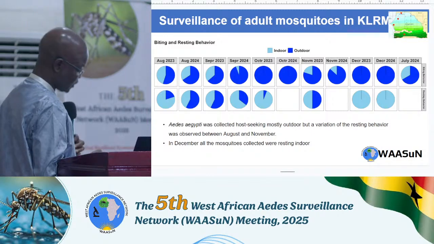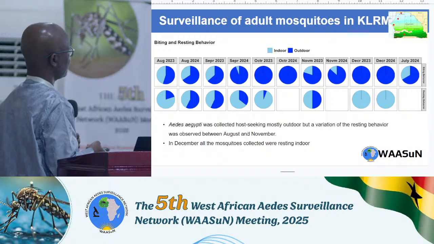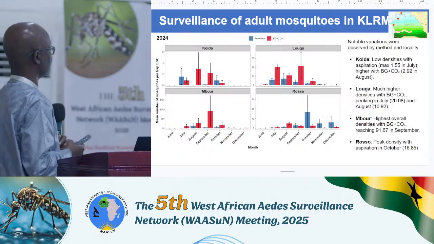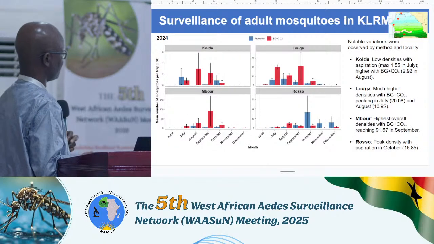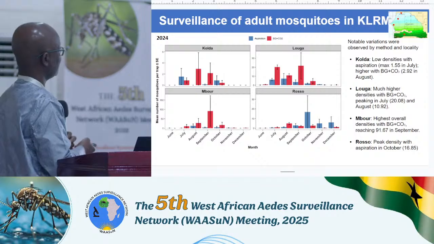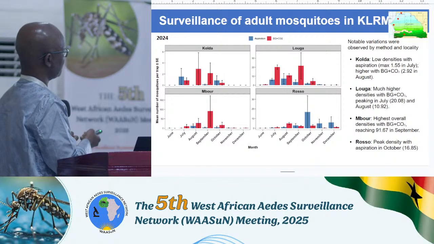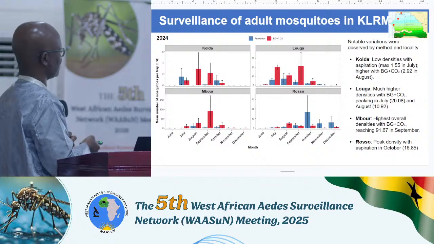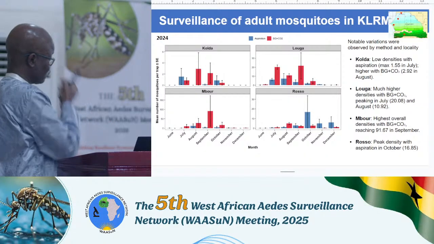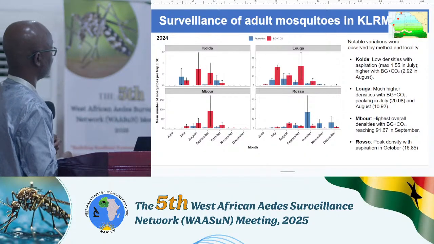So in the first site, when we see the variation of the densities of the adults, we found that depending on the site, the method of using BG sentinel trap with CO2 is more effective than the aspiration. And it is quite different when we look at the area of Rosso in the northern part of the country. And in this area, sometimes we have some cases of dengue.